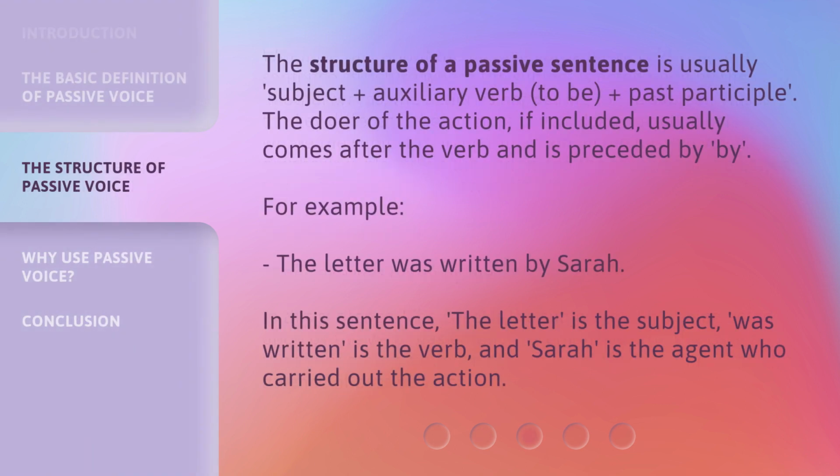The structure of a passive sentence is usually subject plus auxiliary verb, to be, plus past participle. The doer of the action, if included, usually comes after the verb and is preceded by "by." For example, the letter was written by Sarah. In this sentence, the letter is the subject, was written is the verb, and Sarah is the agent who carried out the action.